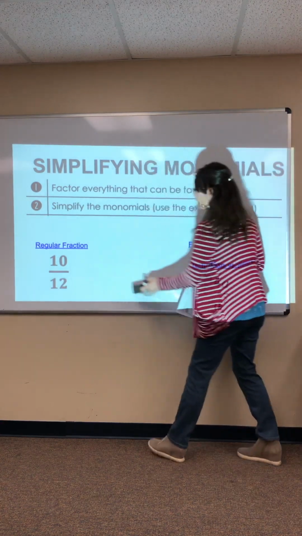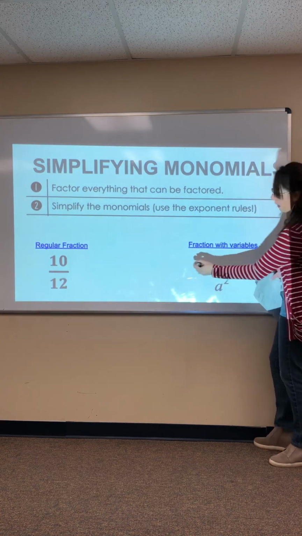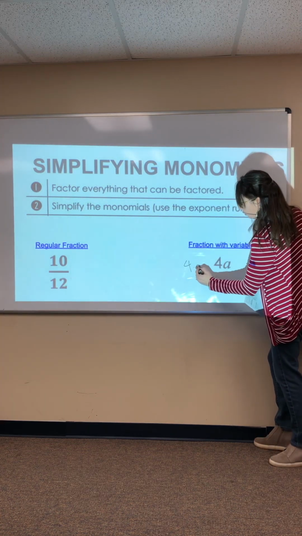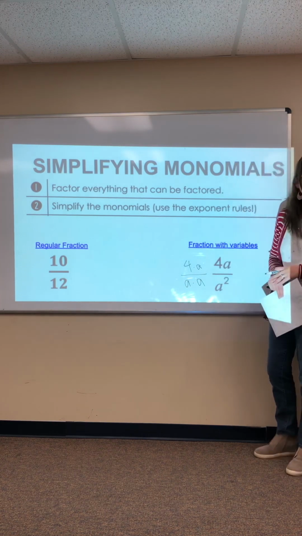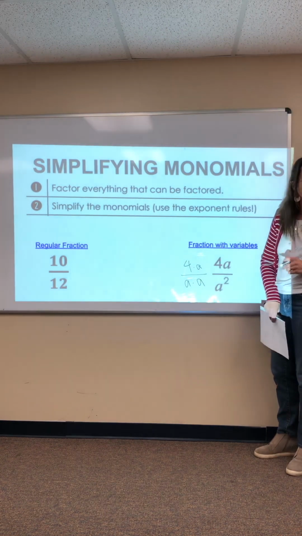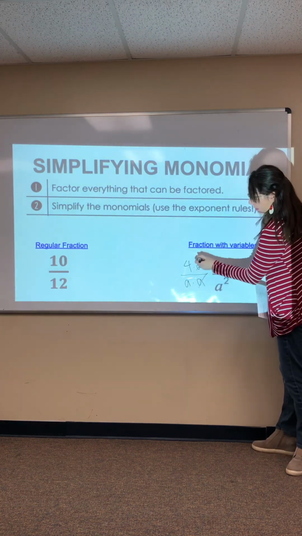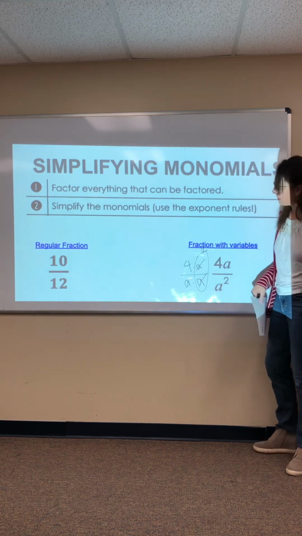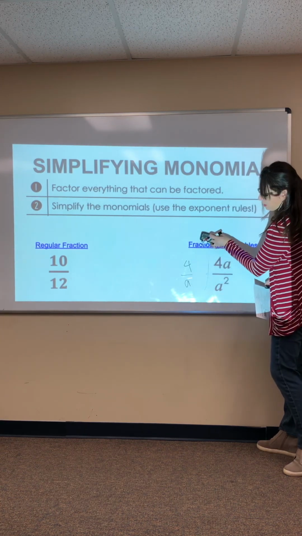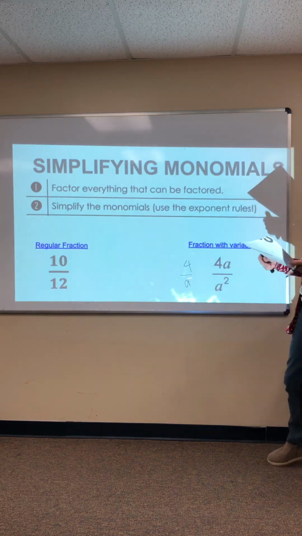If we look at a fraction that actually has variables, it's the same thing, we write it out. This is really 4 times a, and on the bottom we have a times a. As long as we have multiplication, then we can take them off. We have an a on the top and an a on the bottom. That's really the number 1, so we can erase it out, and we are left with 4a over it.